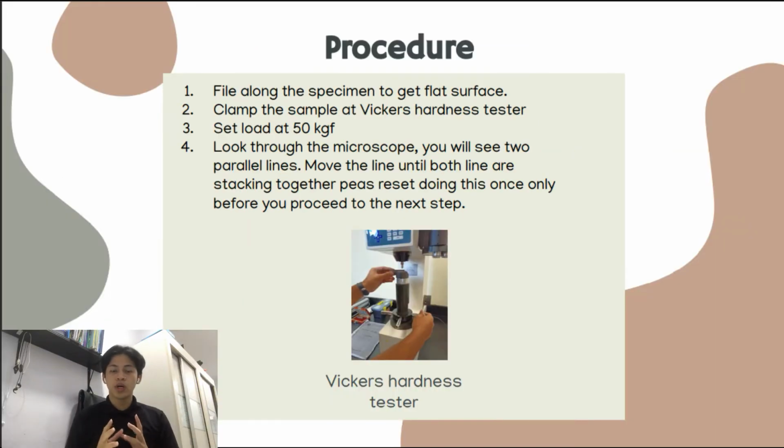Next, the procedure of the hardenability test. So how to conduct this experiment? First of all, we file along the specimen to get a flat surface and clamp the specimen at the Vickers hardness tester, like the picture that has been given in this slide. We set the load at 50 kg. After that, we look through the microscope and then we will see two parallel lines. And after we see it, we move the line until both lines are stacking together.